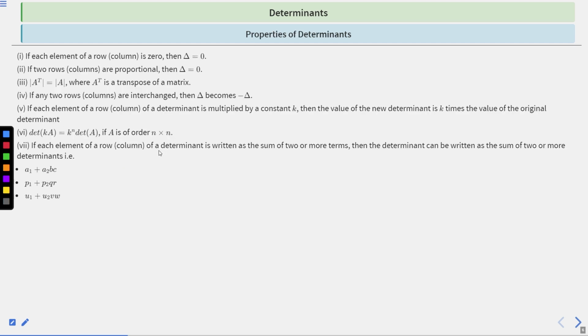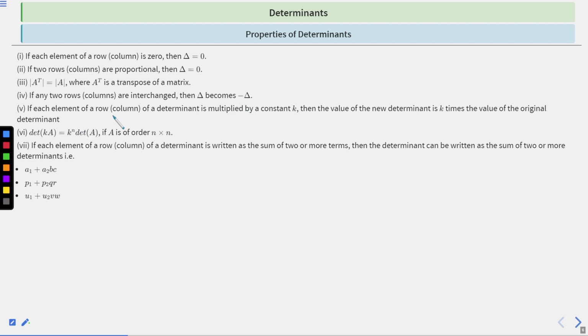So, this way, we can expand the determinants, right? Okay. Now, let's see properties of determinant. First, if each element of a row or column is 0, then determinant will be 0, right? If two rows or columns are proportional, clear, then determinant will be 0. The determinant of A transpose is equal to determinant of A, where A transpose is the transpose of matrix A. If any two rows or columns are interchanged, the determinant delta will be minus delta, right?